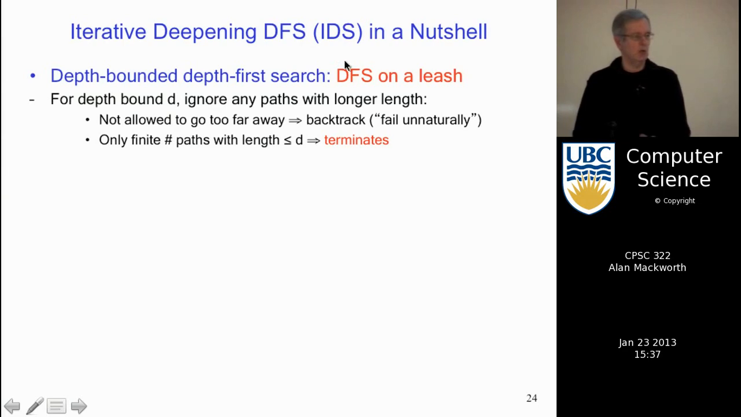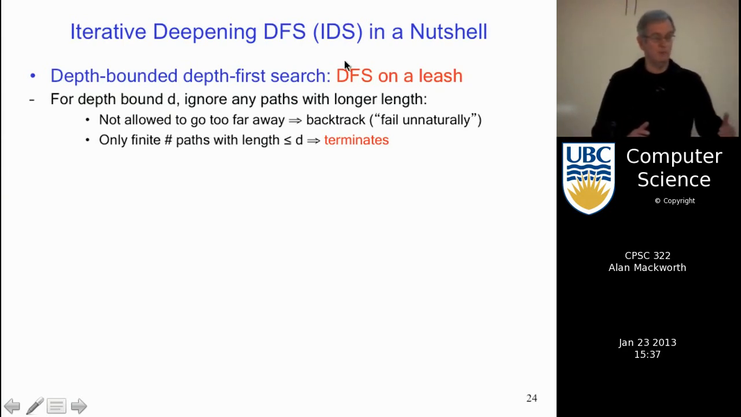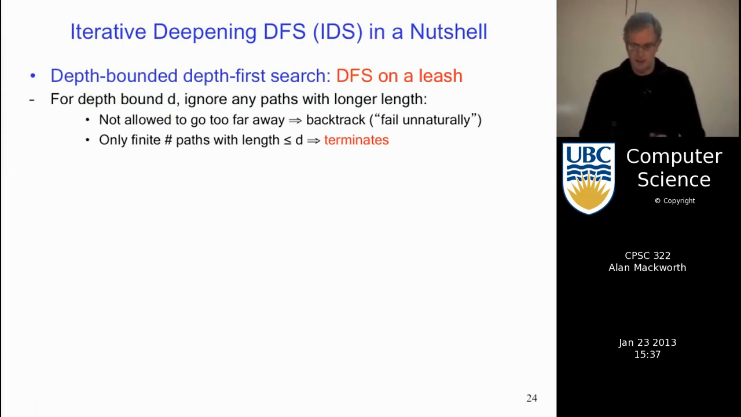And the way to think about depth-bounded search, I like this analogy, it's DFS on a leash. It's like a dog on a leash. It can only go so far before you yank its leash and bring it back, right? So with a depth-bound D, ignore any paths with a longer length. Do not allow it to go too far away. We backtrack. It's called failing unnaturally.